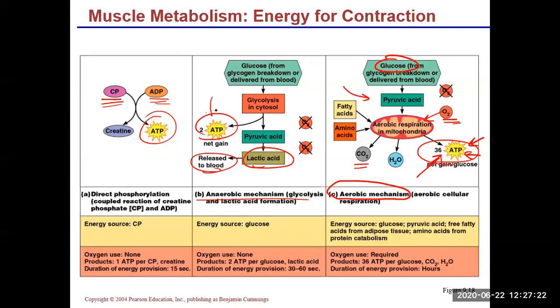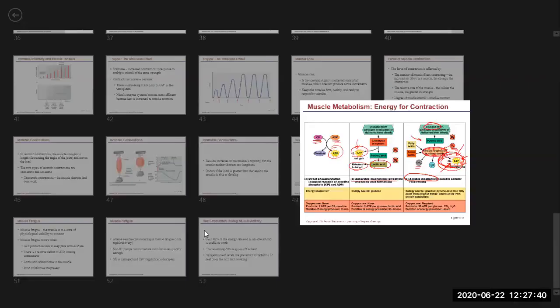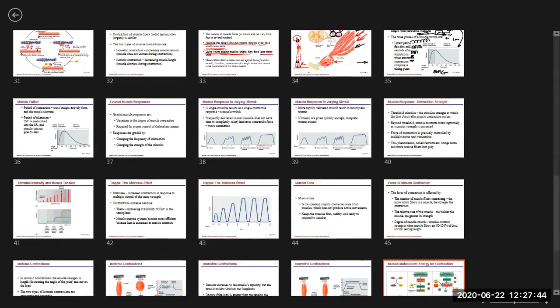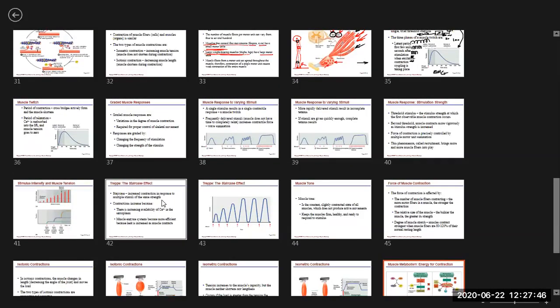Anaerobic, 2 ATP. We're talking about, per reaction, in this case, per glucose molecule, and then 36 ATP. So you can see that this is the most efficient way in order to generate ATP. All right. Now, let's go back and talk about treppe.